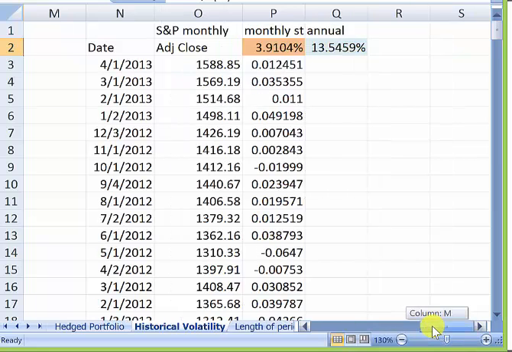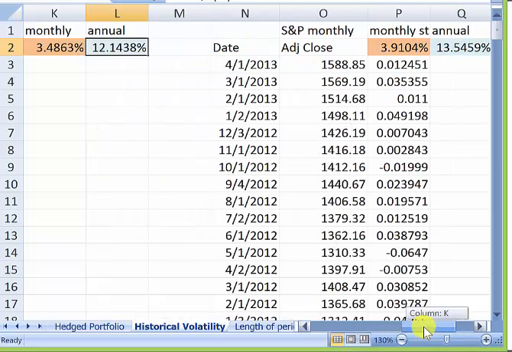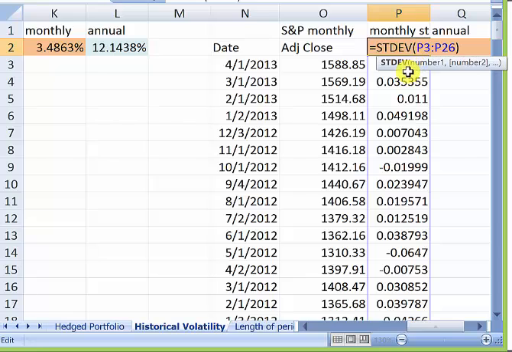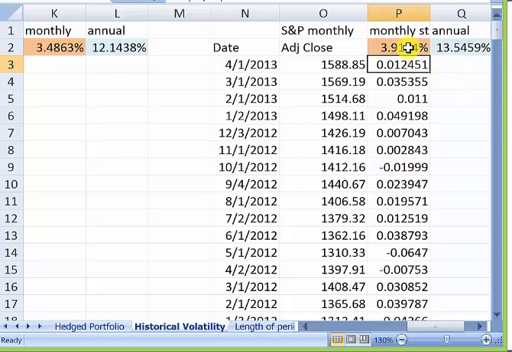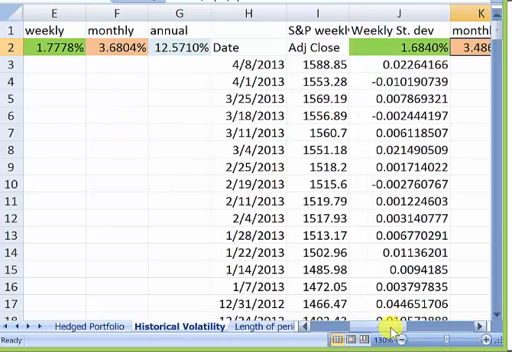Now just look at the monthly returns. Look at its standard deviation. Based on monthly returns, it's 3.91. Still not very far from the 3.48 or 3.68.